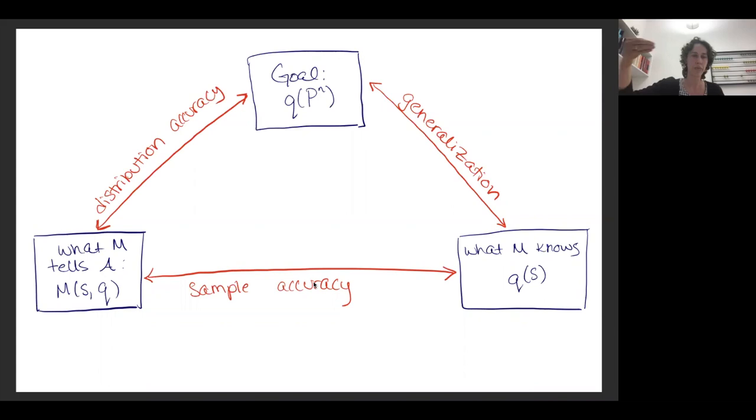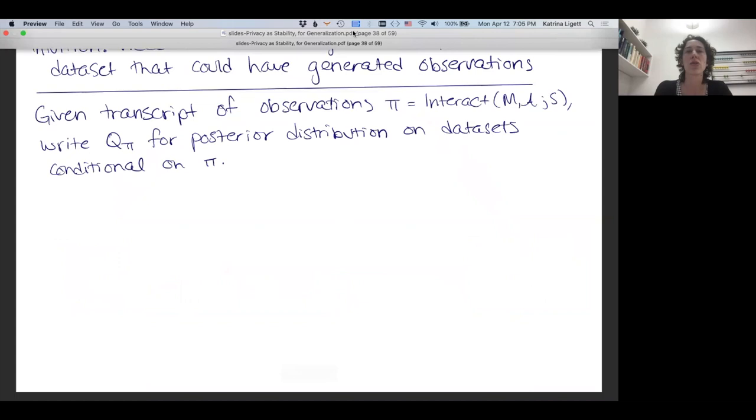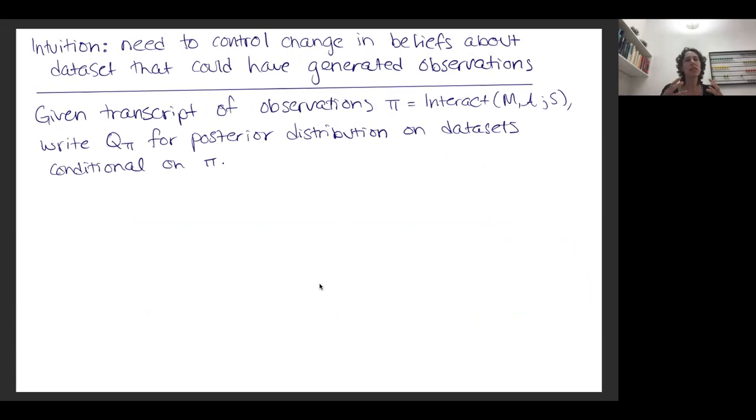So the intuition that is going to help us out here is that we somehow need to get some control over the changes, as we go through these interactions between the mechanism and the analyst, in the beliefs that an observer might have about the data sets that could have generated the sequence of observations.